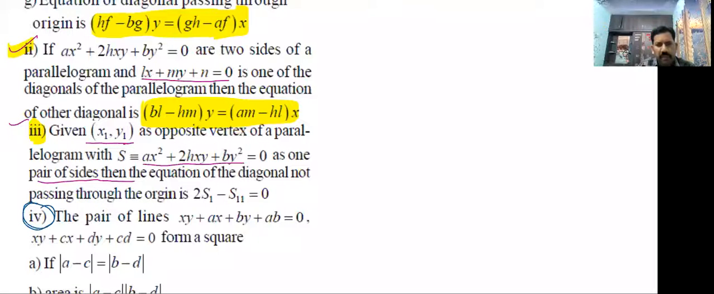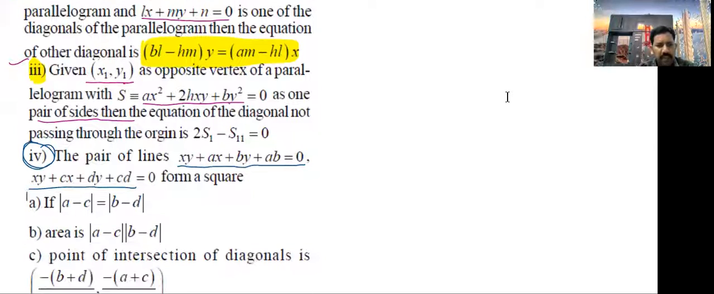Fourth point, the pair of lines xy + ax + by + ab = 0 and xy + cx + dy + cd = 0. These pair of lines form a square if |a - c| = |b - d|. This condition being satisfied means the pair of lines form a square.